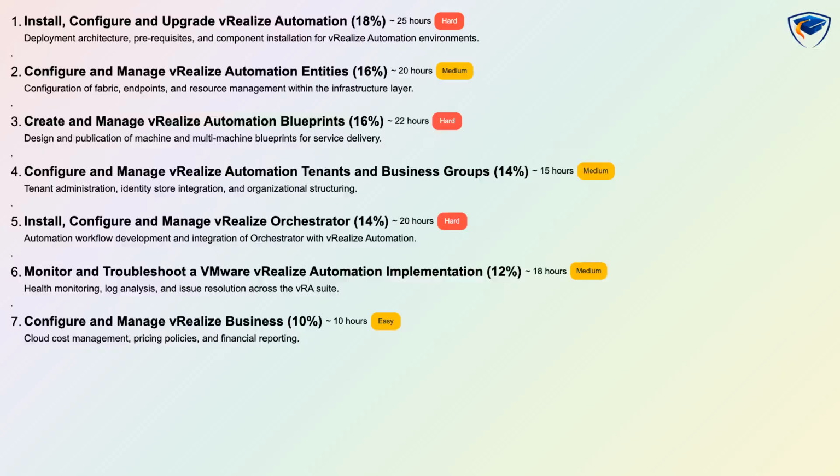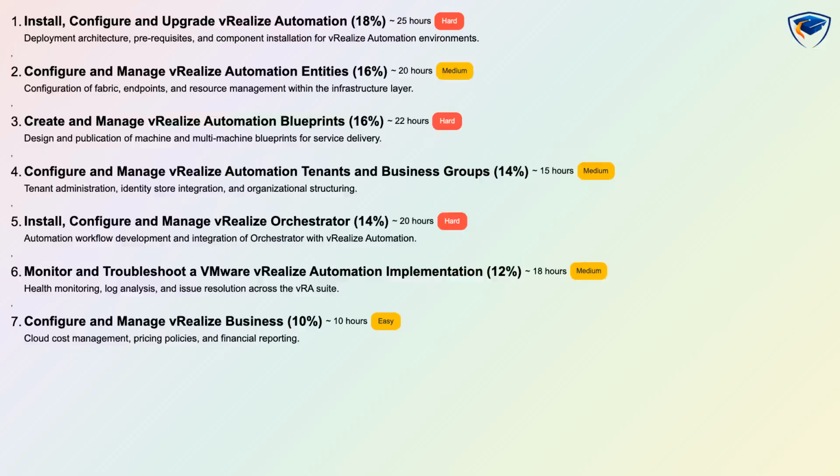Install, configure and upgrade vRealize Automation is 18%. Configure and manage vRealize Automation Entities is 16%. Create and manage vRealize Automation Blueprints is 16%. Configure and manage vRealize Automation Tenants and Business Groups is 14%. Install, configure and manage vRealize Orchestrator is 14%. Monitor and troubleshoot a vRealize Automation implementation is 12%. And configure and manage vRealize Business is 10%.